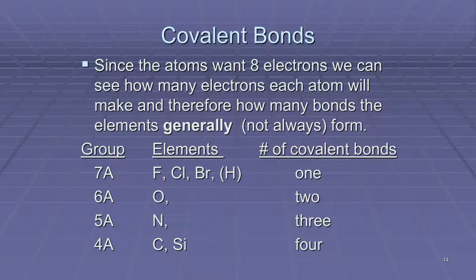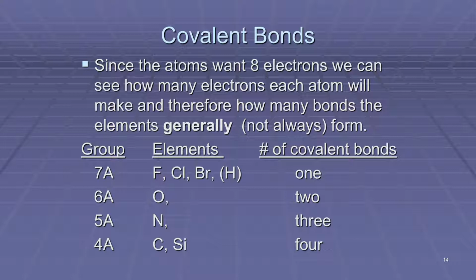And in most cases, fluorine, chlorine, and bromine only need one more electron, and so they tend to make one bond. Although, like I said, chlorine and especially bromine might make different things. But as a rule, they like to make one bond.